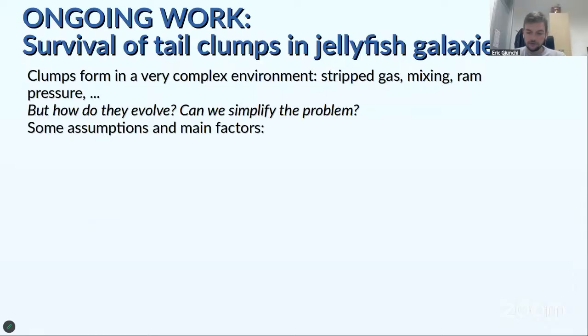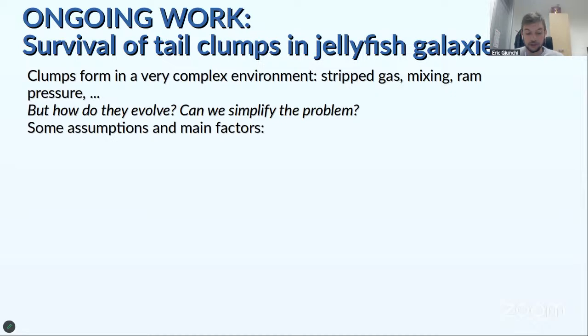So there are, of course, simulations that study the formation of clumps in jellyfish galaxies, but these simulations are very expensive because, to study their formation, we need to perform hydrodynamical simulations, and as you've seen, the phenomenon is very complex. The gas is being stripped, there is mixing with the intracluster medium, there is ram pressure. So these simulations can really study only the first instance of formation of clumps, and also they cannot study all the parameters that can affect the formation of clumps, like, for example, the mass of the parent galaxy.